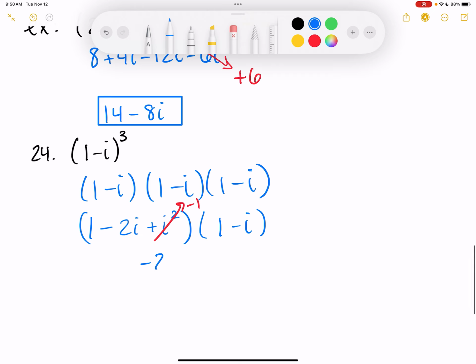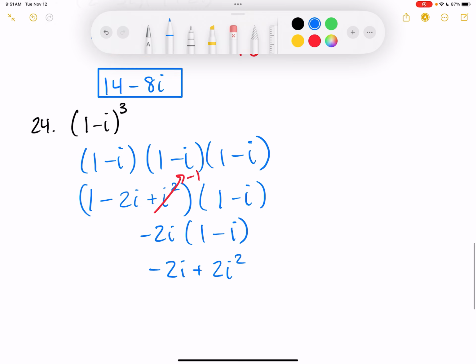So negative 2i times 1 minus i. Basically, I just made your life easier. Negative 2i times this gives me negative 2i plus 2i squared. 2i squared is negative 2. So I rewrite this as negative 2 minus 2i.